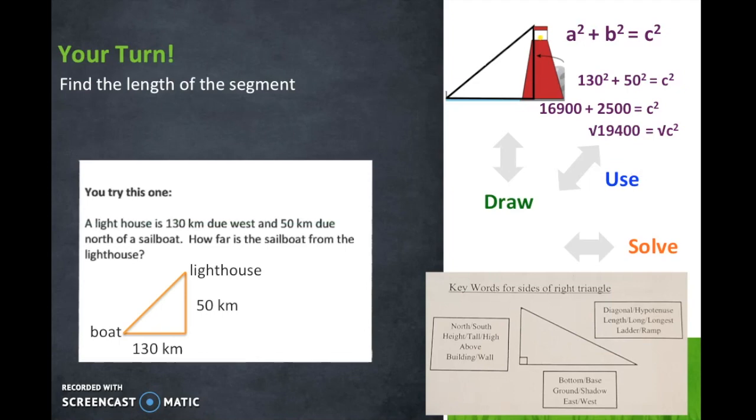19,400. How do we undo a square? We find the square root, leaving us with 139.3 kilometers. That is how far the sailboat is from the lighthouse. Hope that makes sense. Hope you got it right. Remember, you can always pause, rewind, rewatch as many times as you like.